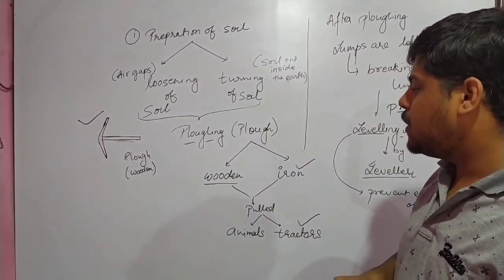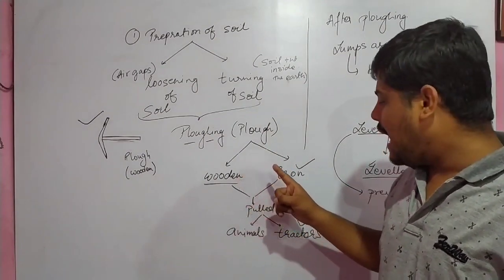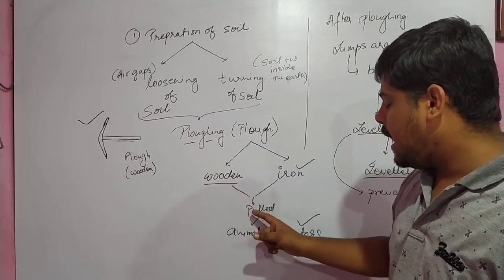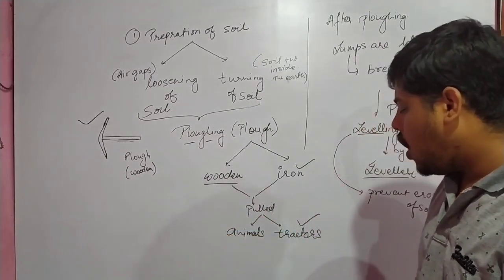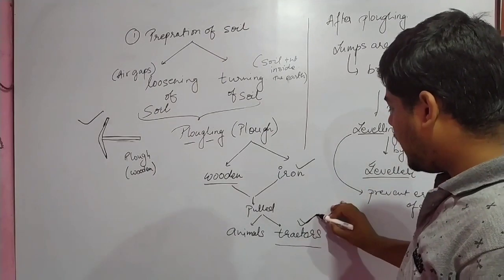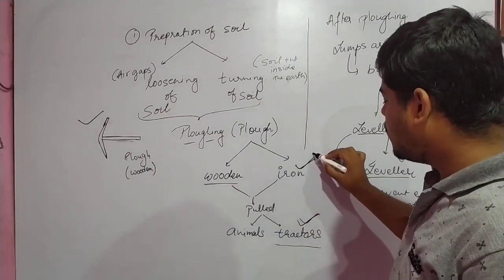The plow is of two types, that is wooden plow and the iron plow. And both are pulled with the help of animals or tractors. In the modern world, the tractors and the iron plow are used for plowing.